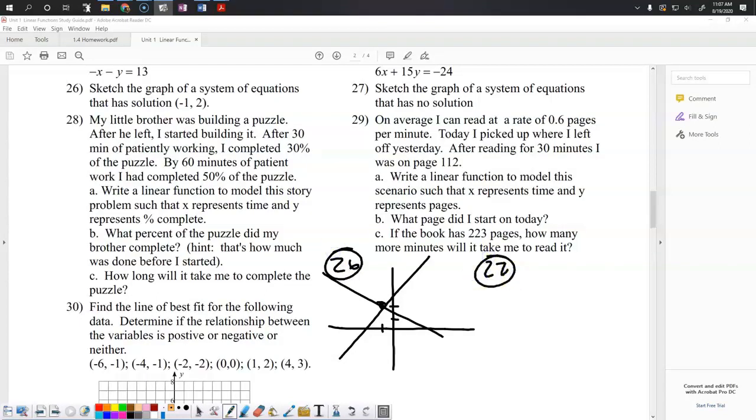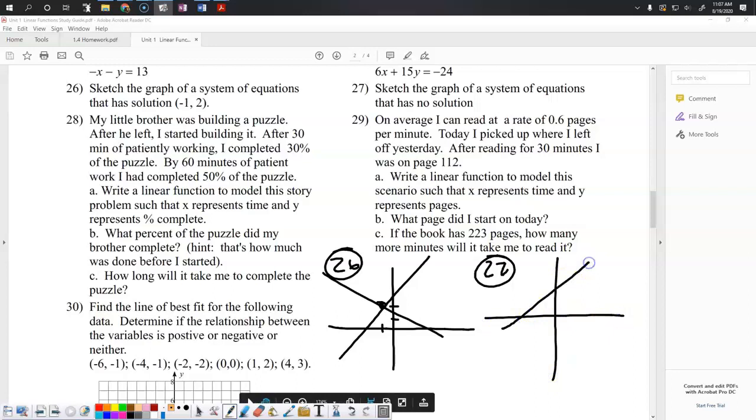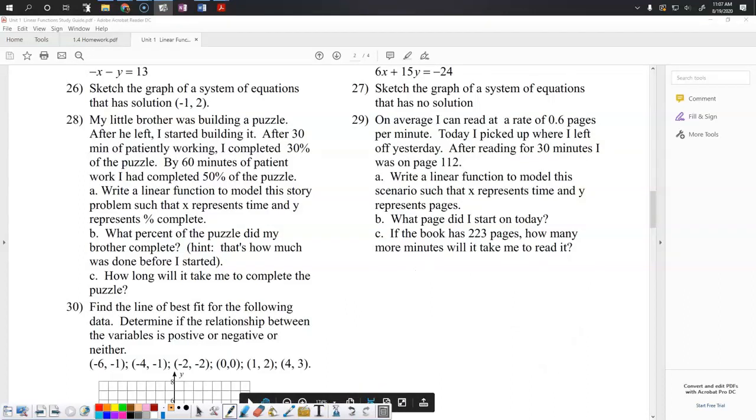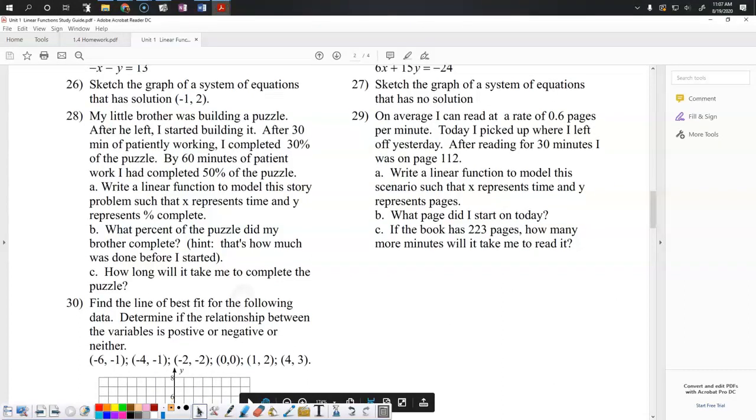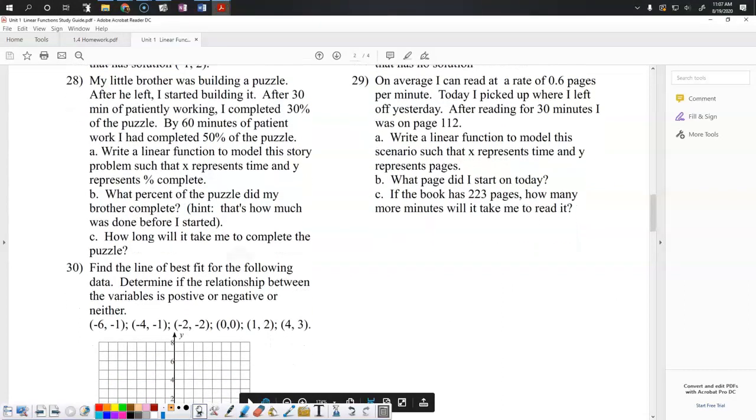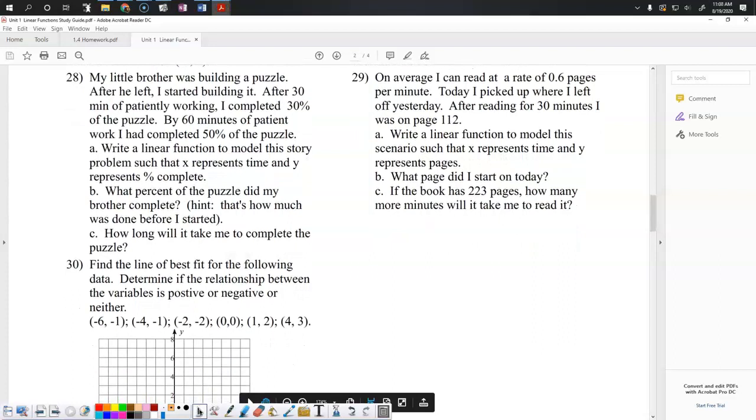For number 27, they want us to sketch a system of equations that has no solution. Well, if it has no solution, then the two lines would not cross. So basically what you need to do is draw any two parallel lines, and that would be an example of a system of equations that has no solution. So just a different way of thinking about the solution to systems of equations, thinking about it graphically instead of numerically. All right, let's go ahead and take a look at number 28 here.